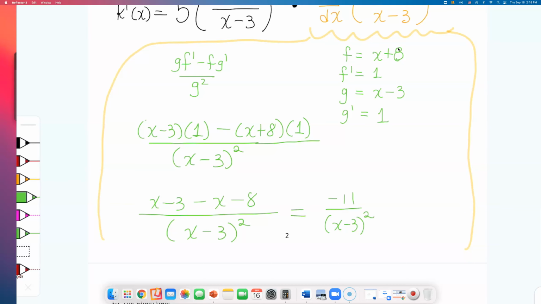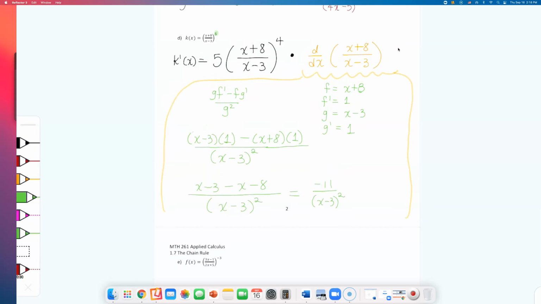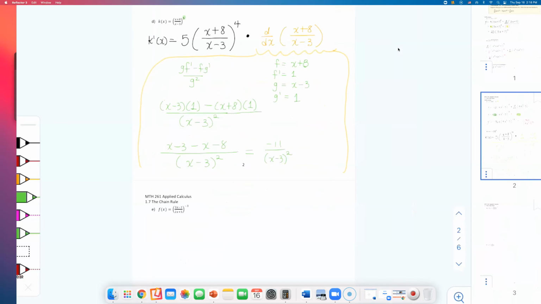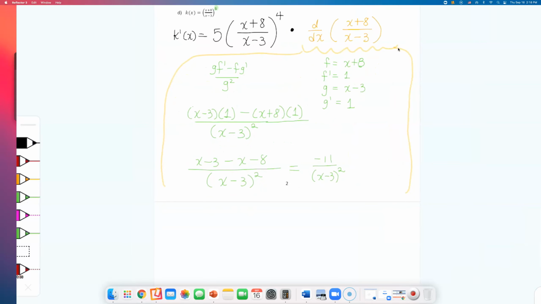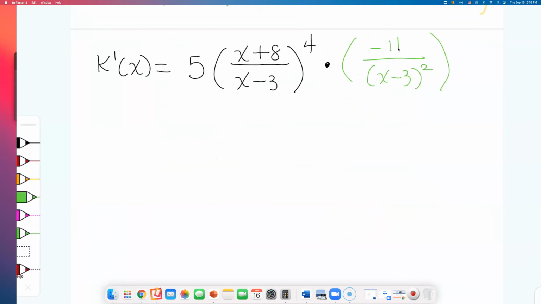Okay, so let's put them together. What I just found is the orange piece, okay? So let me add a page. I'm going to need another page. So take a look. K prime of x is equal to 5 times x plus 8 over x minus 3 to the 4th power times what we just found out, negative 11 over x minus 3 squared. And I'm wondering if there is something else we can do to simplify this. And I think I see something.